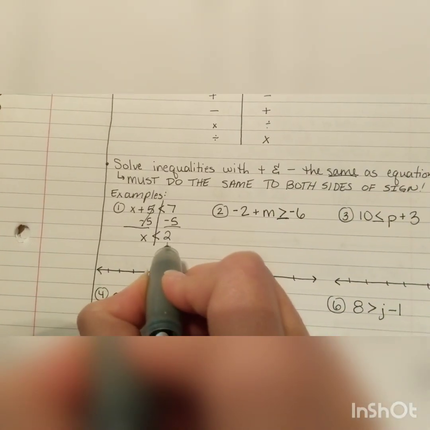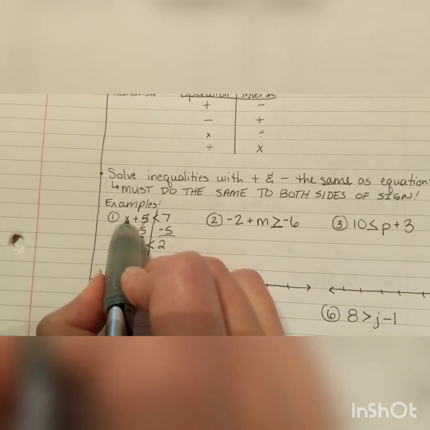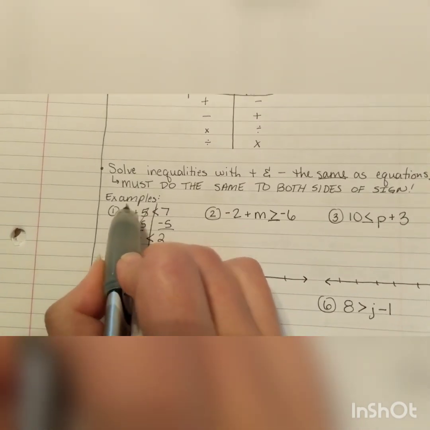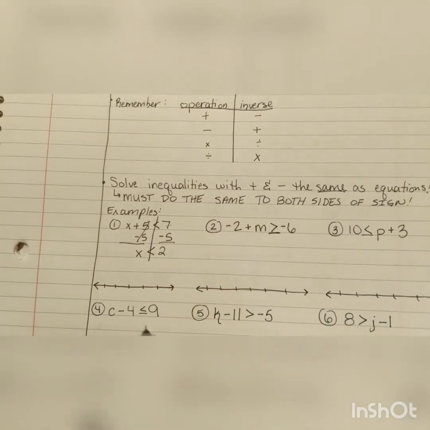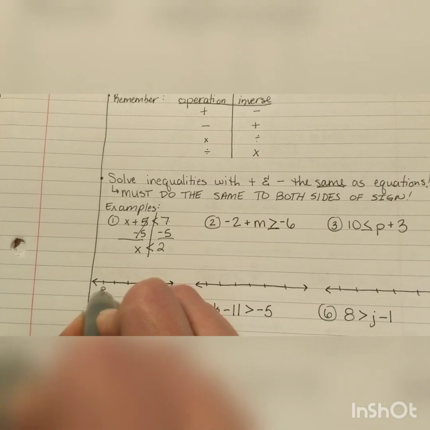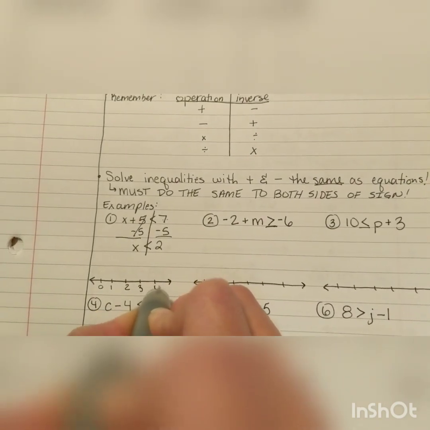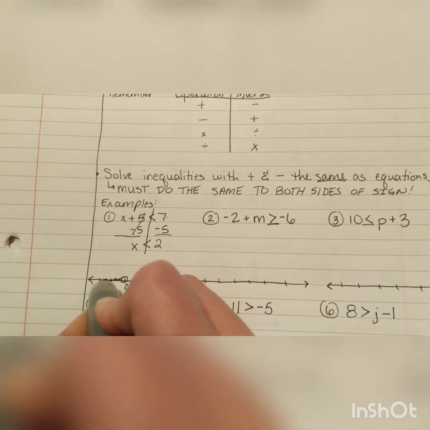So I can test this if I'm picking 1. 1 is less than 2. If I say 1 plus 5, that gives me a 6 back, and 6 is less than 7, which is true. So when I graph that, I have 0, 1, 2, 3, and 4. I have an open circle at 2 pointing to the left.